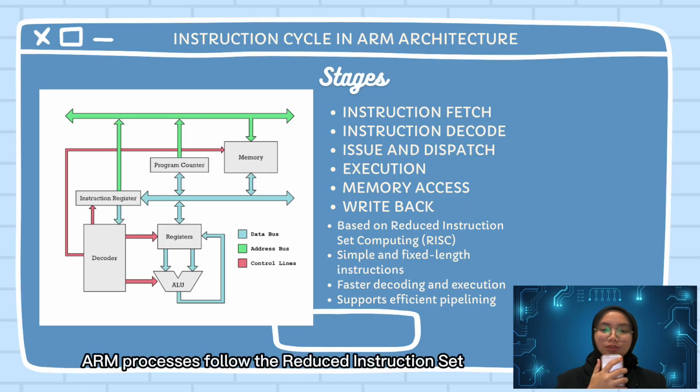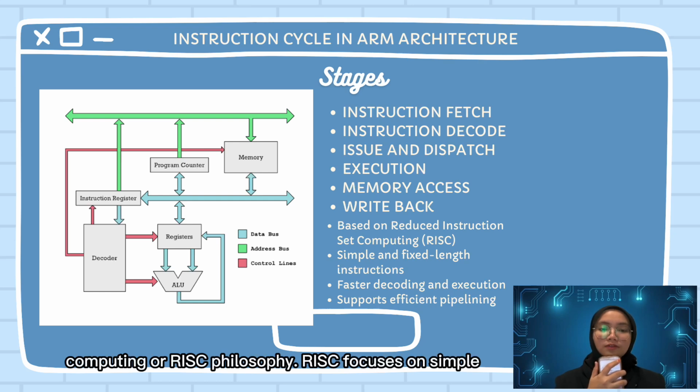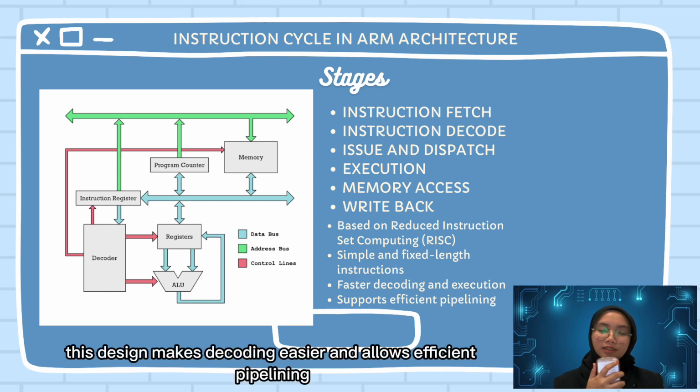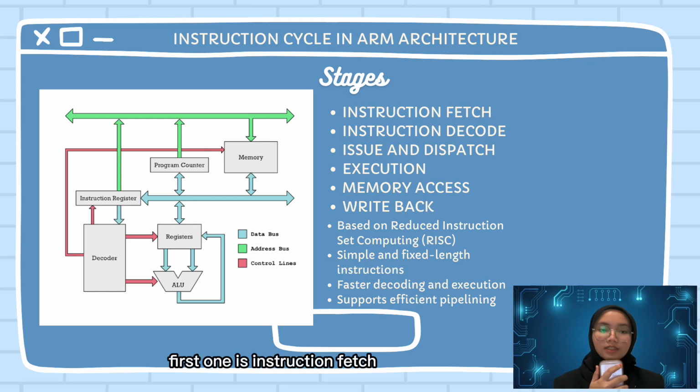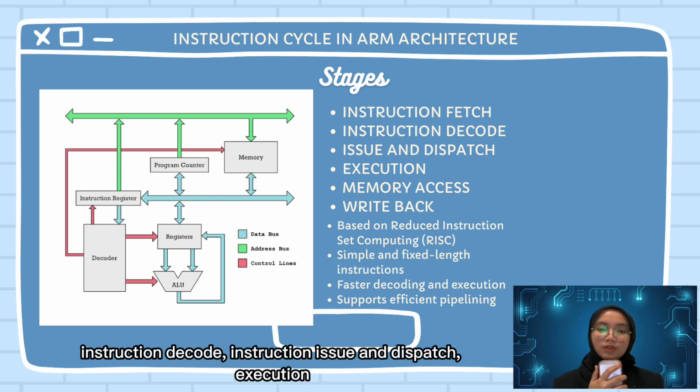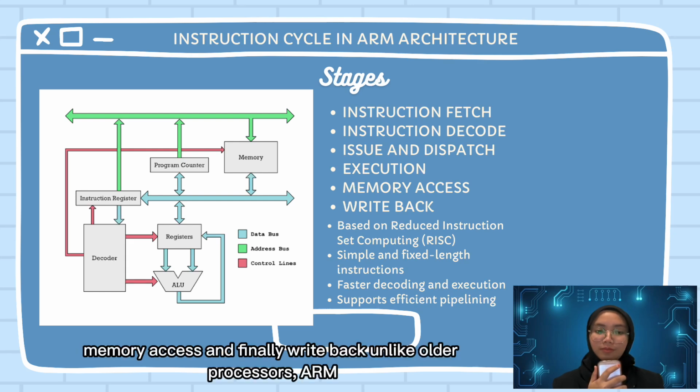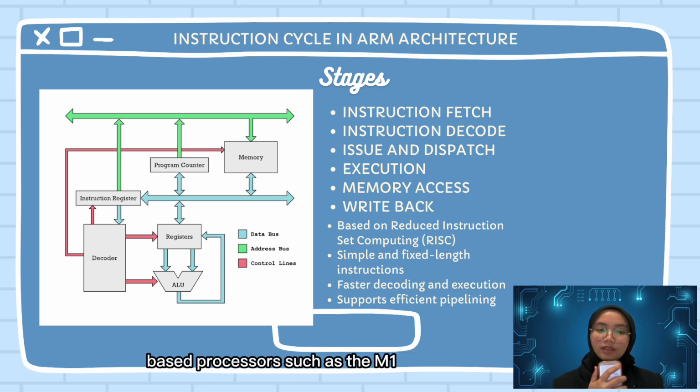ARM processors follow the Reduced Instruction Set Computing, or RISC, philosophy. RISC focuses on simple, fixed-length instructions that can be executed quickly. This design makes decoding easier and allows efficient pipelining. In general, the ARM instruction cycle consists of 6 main stages. First is instruction fetch, then instruction decode, instruction issue and dispatch, execution, memory access, and finally, write back. Unlike older processors, ARM-based processors such as the M1 can overlap these stages to improve performance.